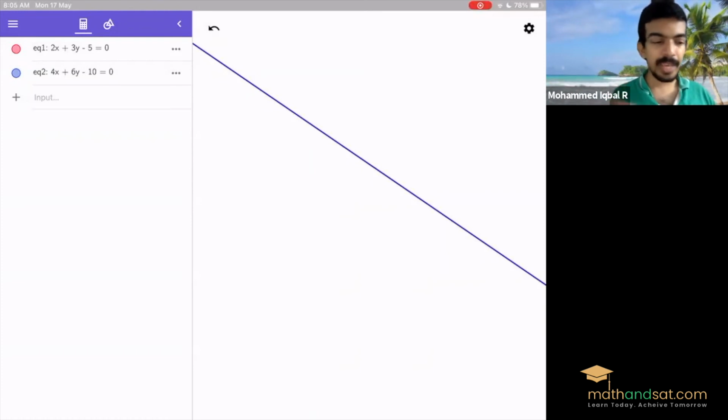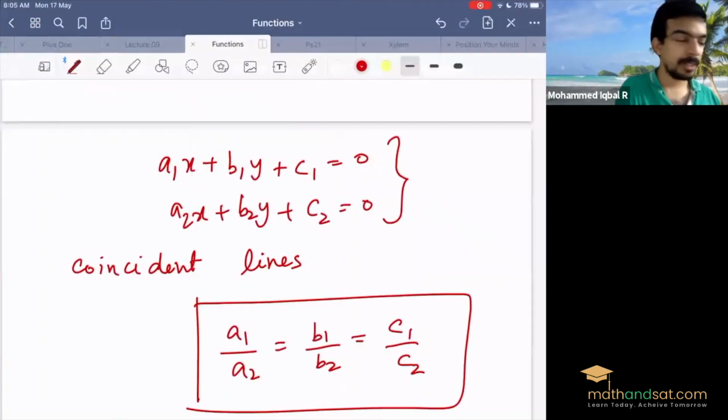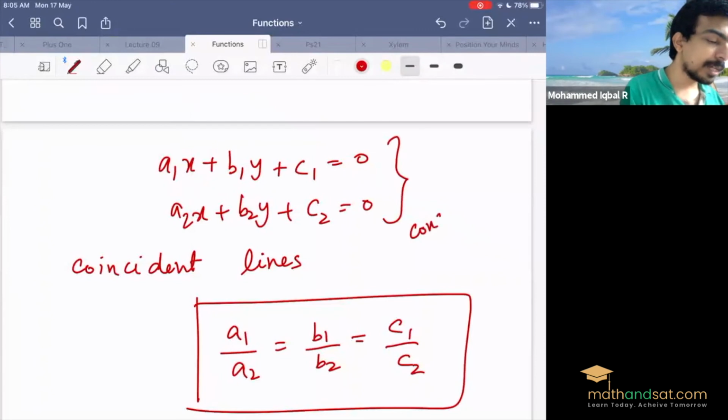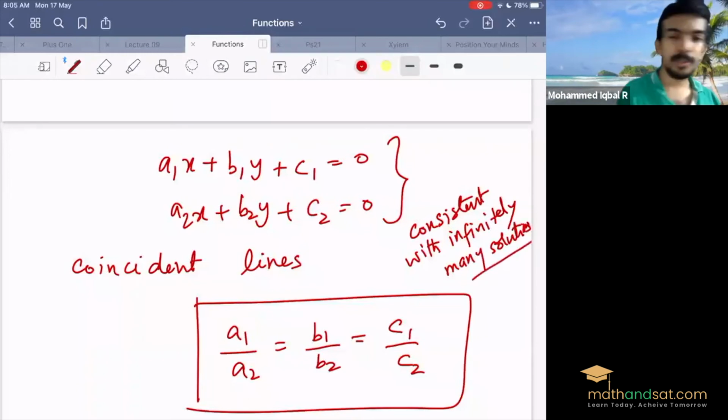We say that the system is consistent. Consistent means it has some solution. We say the system is consistent with infinitely many solutions. Please note it down. I'm sure you would have seen this in school, but I just plan to give you a better insight. What is really happening here?